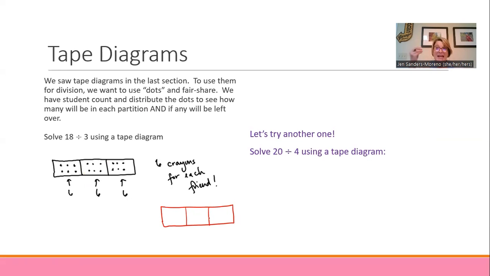is have 18, and we're going to fair share 18. So we're going to count out 18. So 1, 2, 3, 4, 5, 6, 7, 8, 9, 10, 11, 12, 13, 14, 15, 16, 17, 18. And that's how we're getting this picture.